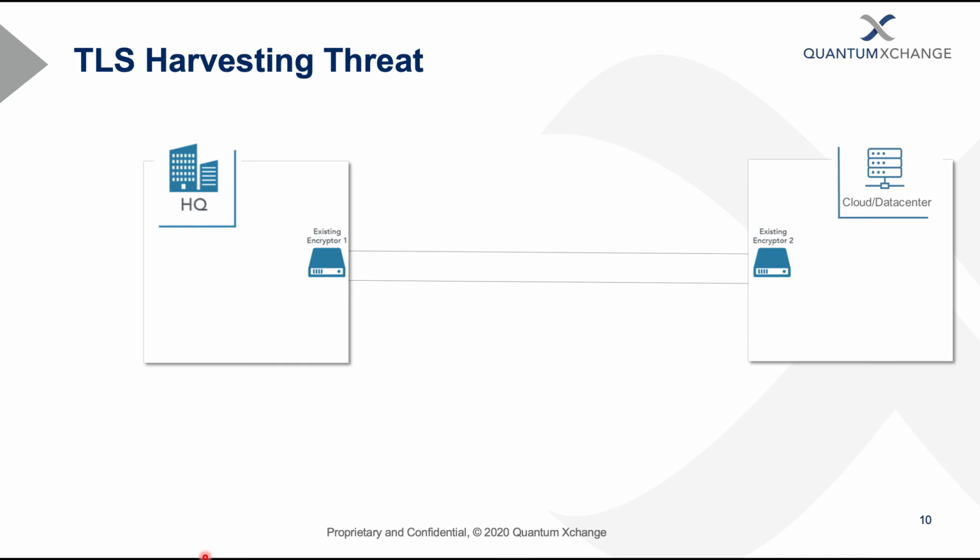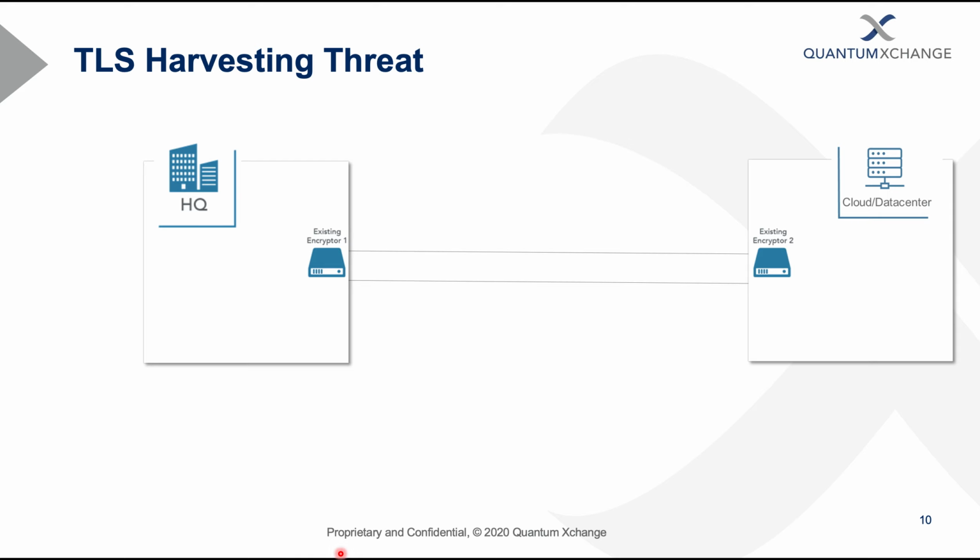Hello, this video will discuss something called TLS harvesting, some people call it SSL harvesting, and the way that Phio TX can address that threat. So what I have here is a network, and I'm going between my headquarters and data center or cloud, it doesn't really matter, and I want to encrypt the data that's going between the two, and I'm going to use a high-speed line encryptor in this case.